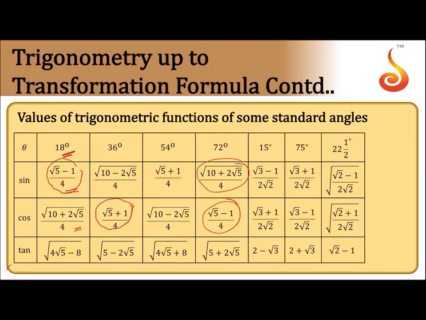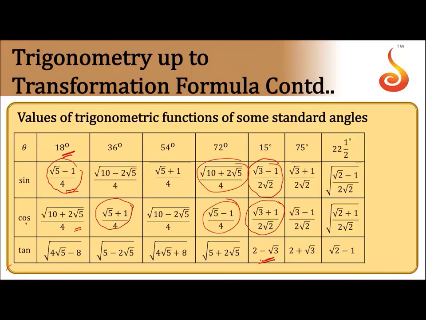Similarly, we need to remember that sin 15 degrees is equal to (√3 − 1)/(2√2). Cos 15 degrees is equal to (√3 + 1)/(2√2). Tan 15 is sin 15 by cos 15, which is 2 − √3.